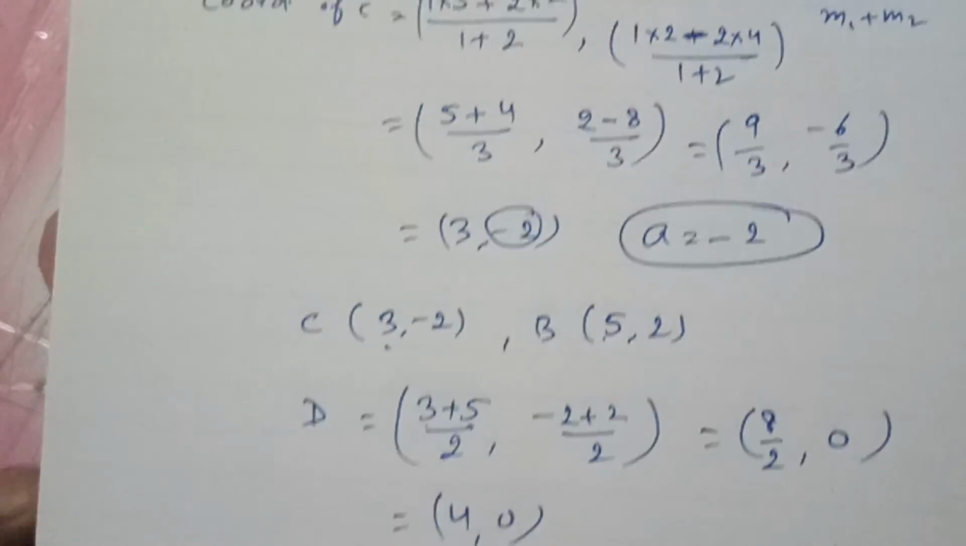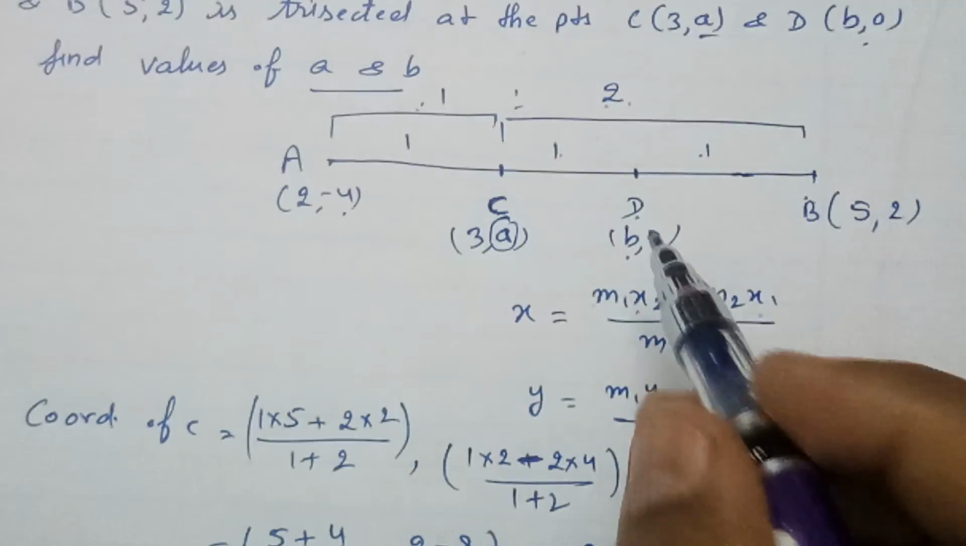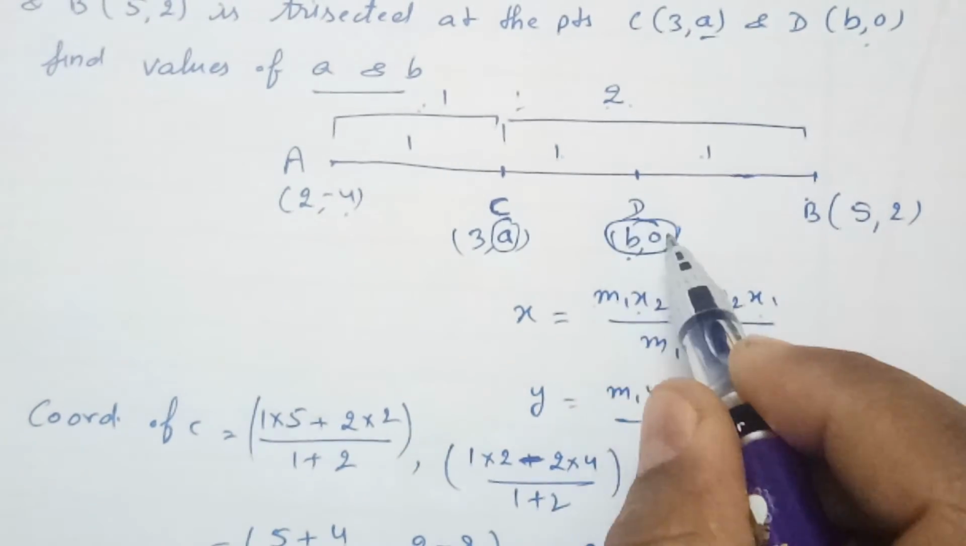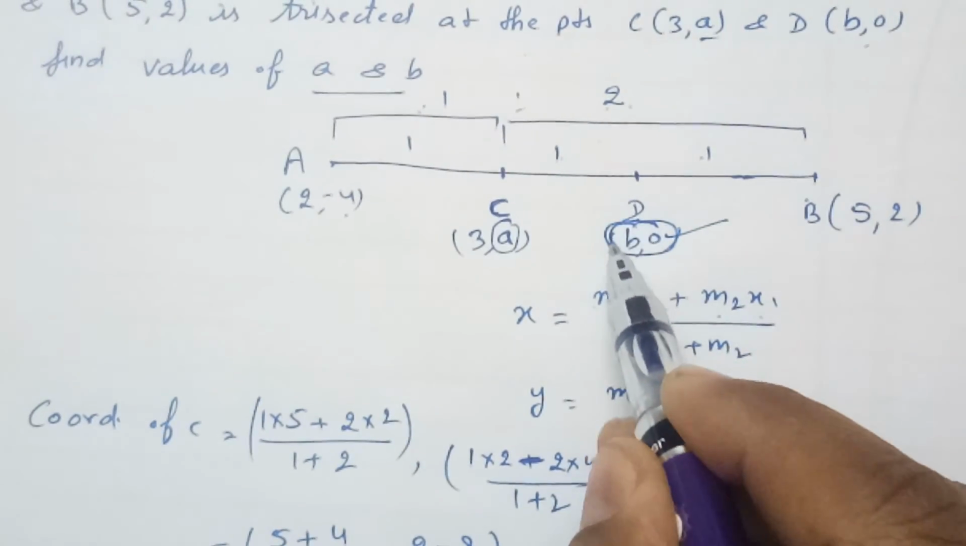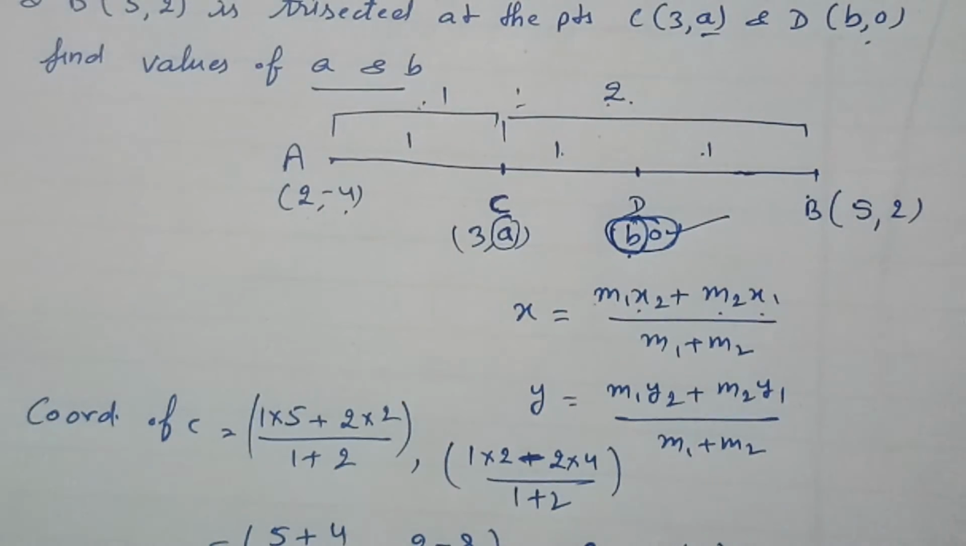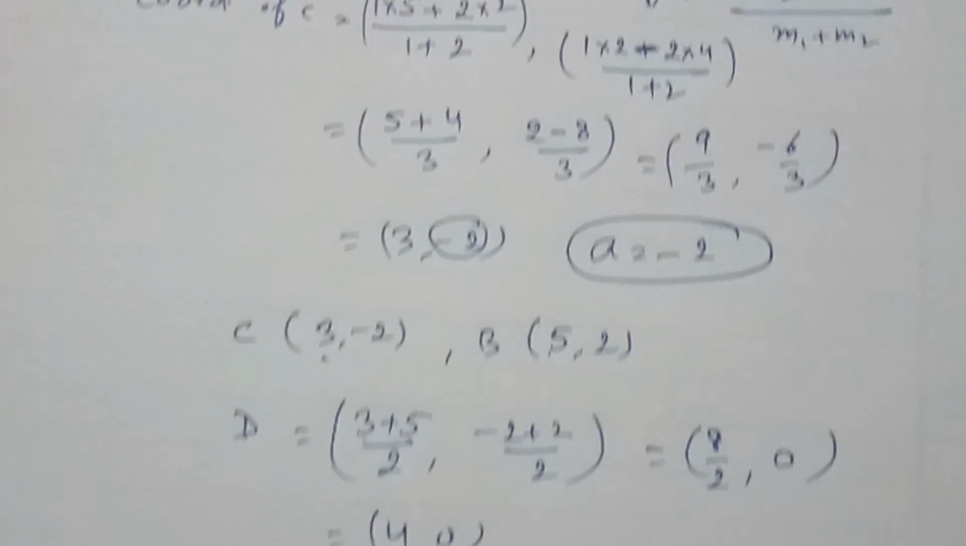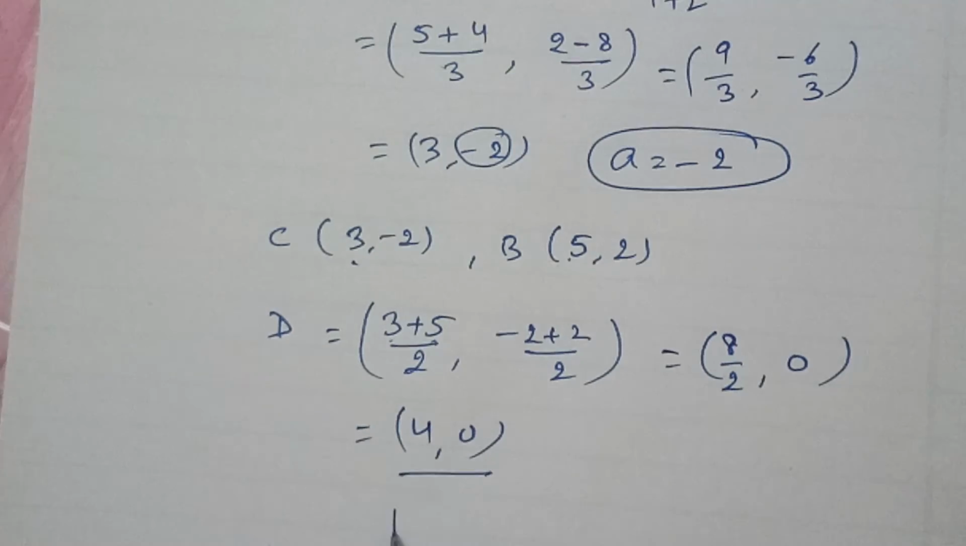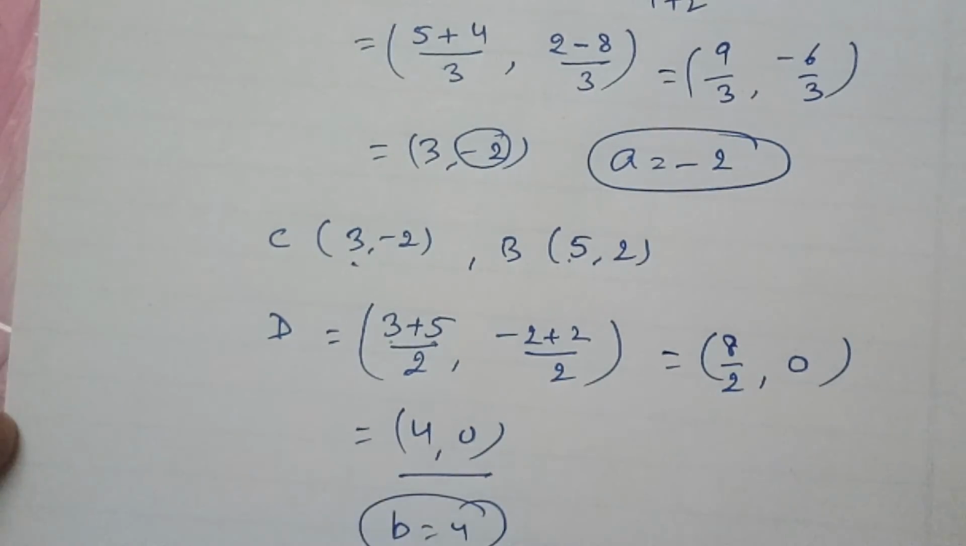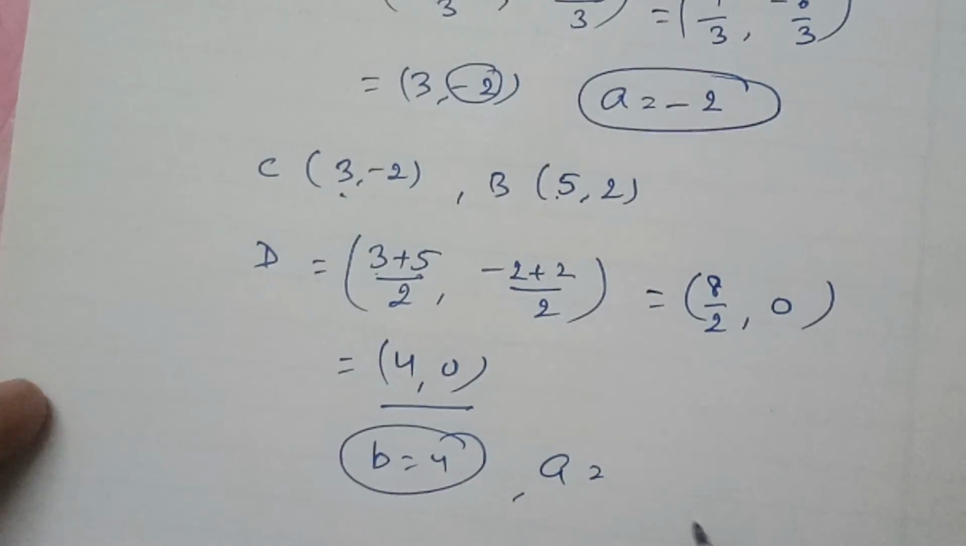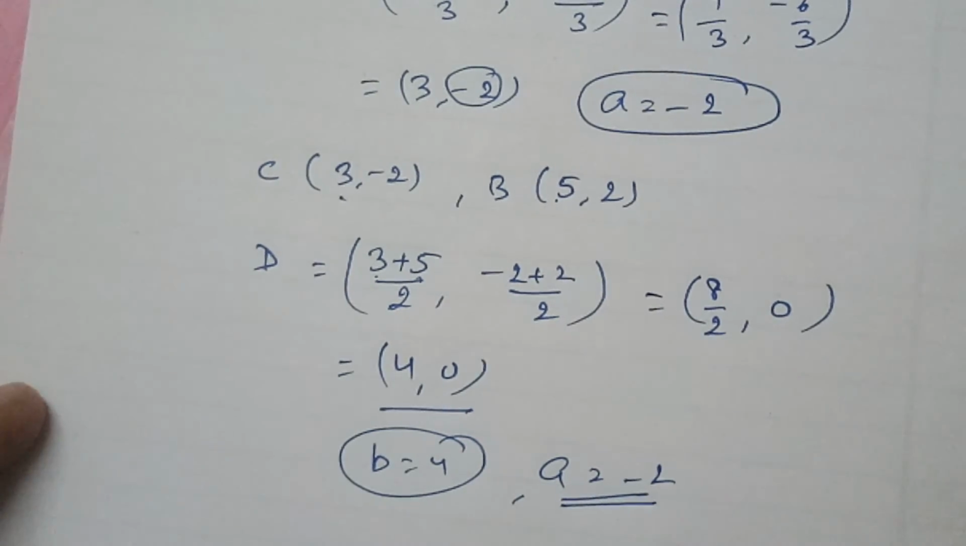So if you see here, this D is (b, 0), and we got (4, 0). What is the value of b? b is 4. So from here the value of b equals 4, and a equals -2. These are the values of a and b.